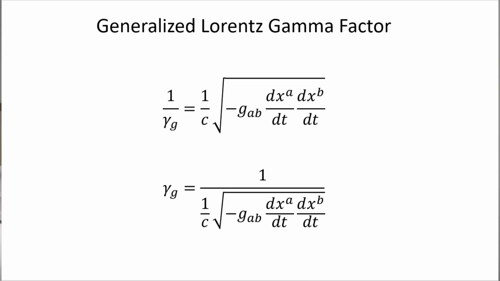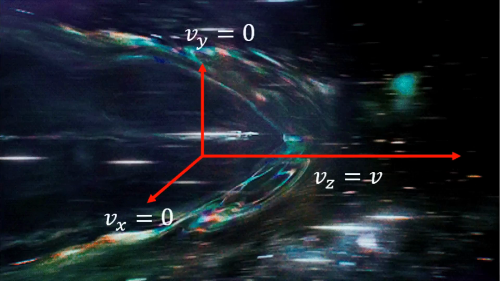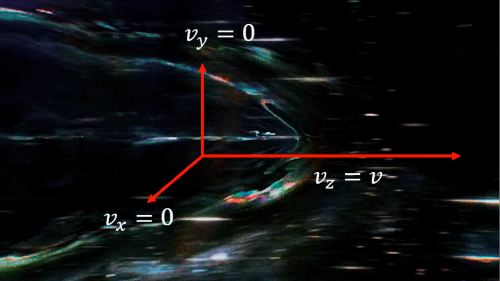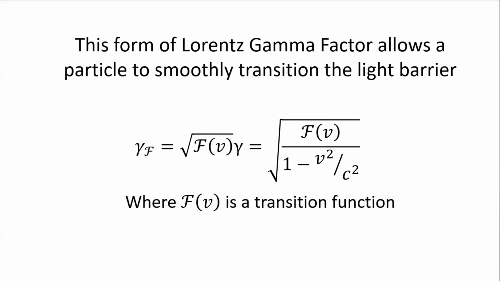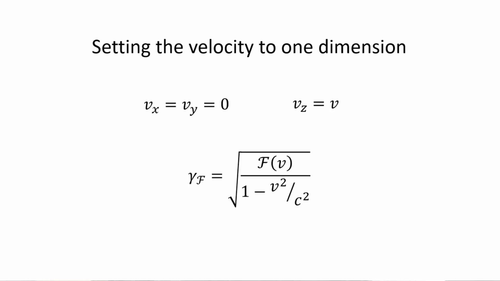Now recall, we can generalize a Lorentz gamma factor and have it based on the metric, which combines our two velocity 4 vectors together. Let's imagine that our spacecraft is traveling one-dimensionally. So we'll consider the velocity in the x direction and the velocity in the y direction to be 0. And we'll only consider a one-dimensional motion. The Lorentz gamma factor for my particular line element is simply the square root of the transition function multiplied by the classical Lorentz gamma factor that we find in special relativity.